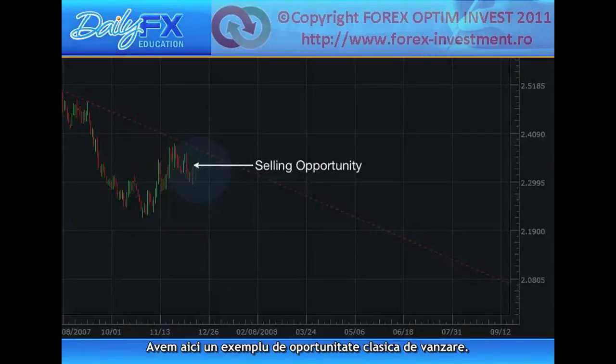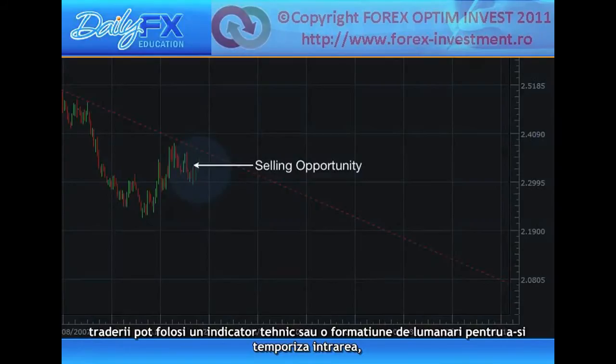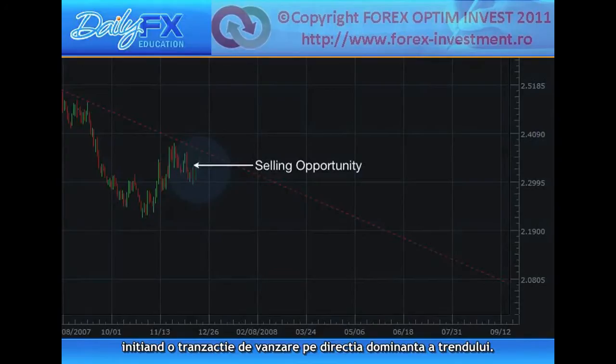Here's an example of a classic selling opportunity. You can see that the market is in a strong downtrend, and because of this, traders will often look for additional opportunities to open trades in the direction of the trend. So as the market rallies up to a resistance level like it has here, traders again can use a technical indicator or a candle formation to help time their entry, placing a trade short in the direction of the prevailing trend. Now they're looking for a reversal back to the downside.